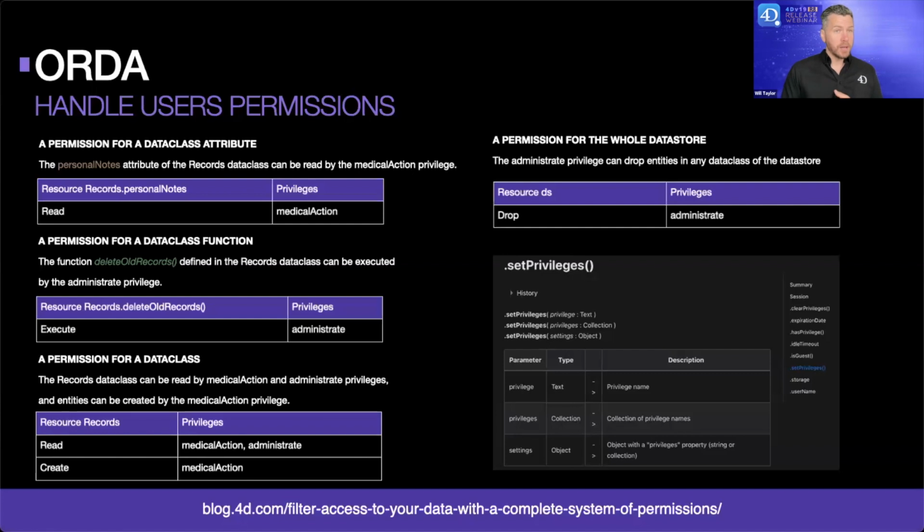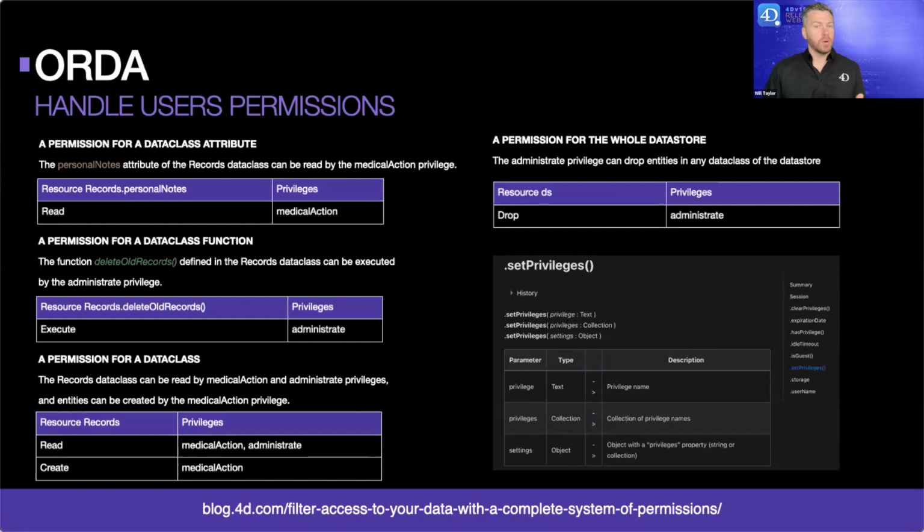And when you authenticate a user, you need to indicate in the session what their role is. For example, administrator or just a simple user can have different permissions and different accesses. And this is easy to do thanks to the set privileges function of the session object, as you can see in the documentation in the presentation.